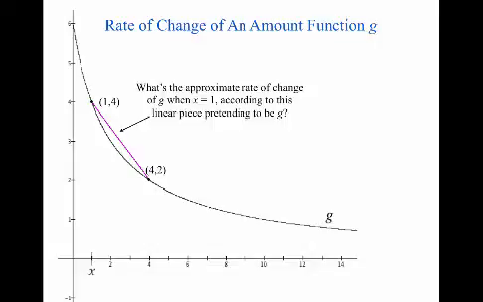So here's hopefully an easy task. Here's an approximation that we're showing with this pink secant line, connecting on this function g the points (1, 4) and (4, 2). What is the approximate rate of change represented by this pink secant line? Go, you got 20 seconds. Figure it out.